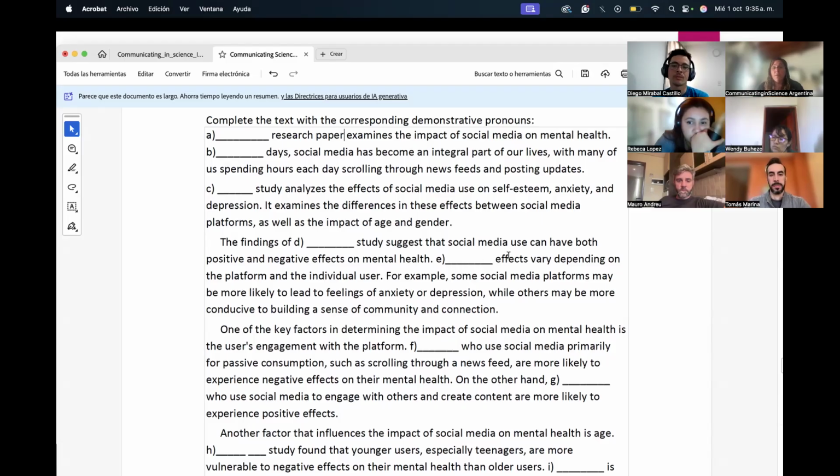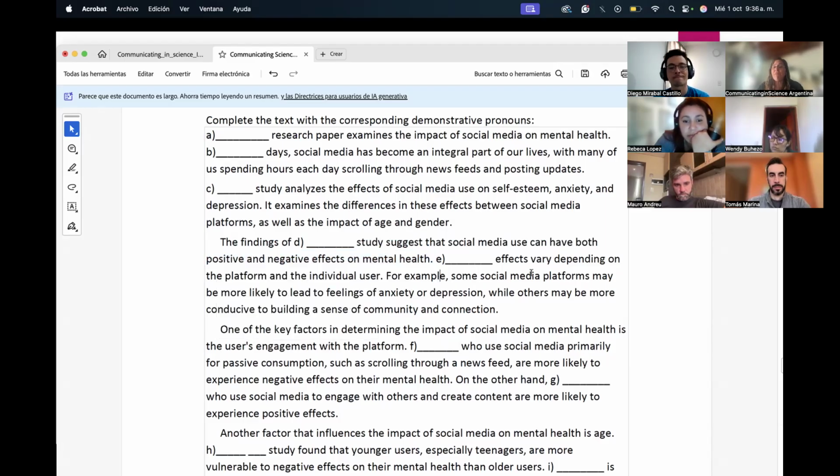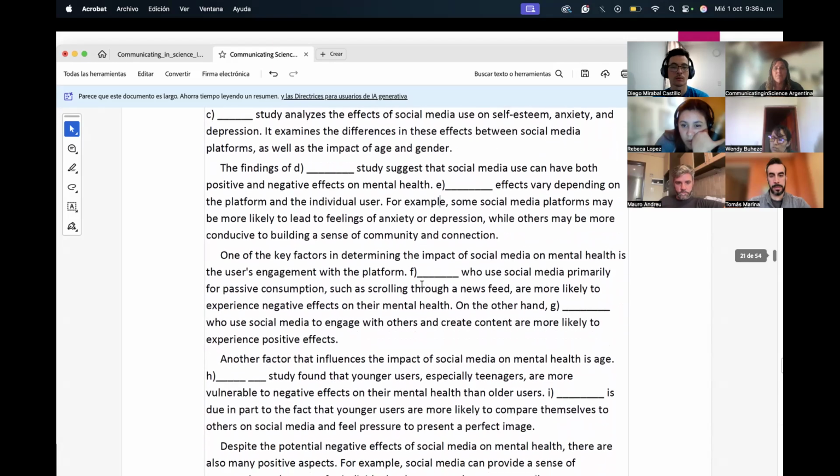These effects, because we are referring to the ones that we mentioned right before. These effects vary depending on the platform and the individual user. For example, some social media platforms may be more likely to lead to feelings of anxiety or depression, while others may be more conducive to building a sense of community and connection.